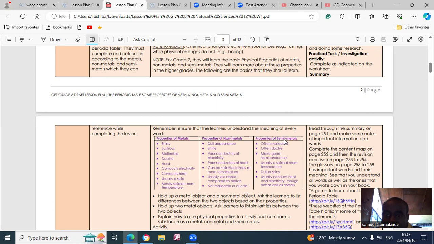Now, let's look at properties of semi-metals. Semi-metals are often malleable, that is, they can be beaten into different shapes. They are ductile, that is, they can be drawn into wire. They make good semiconductors, usually solid at room temperature. For example, silicon. Silicon is solid at room temperature. They can either have a dull or shiny appearance. Also, they usually conduct heat and electricity, though not as well as metals. So that is a good one there.